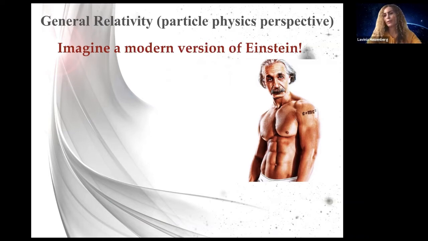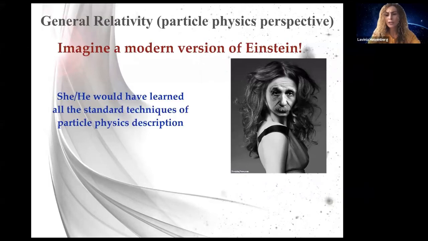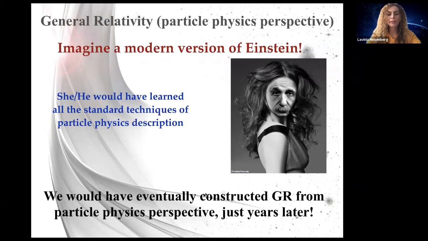And what is important for this modern version of Einstein is that this person now sees gravity from a particle physics perspective. To be fair, this modern version could also be a lady, a woman, it doesn't matter. So this modern Einstein, he or she, would have learned all the standard techniques of particle physics description. He or she would not care at all about geometry. So we would have then eventually constructed GR, but from a particle physics perspective, and just years later.